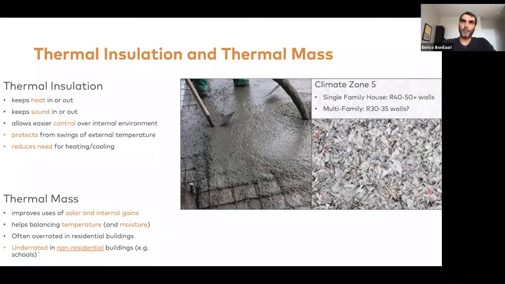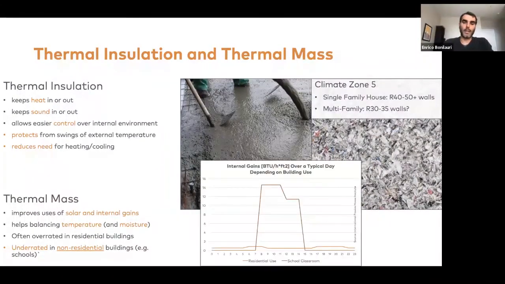Now, the misunderstanding of thermal mass is that thermal mass is very good at buffering very high gains. So if I have a lot of sun, or if I have very high internal gains, having thermal mass does allow to use that. But that is often overrated for residential buildings, and it's often underrated for commercial buildings.